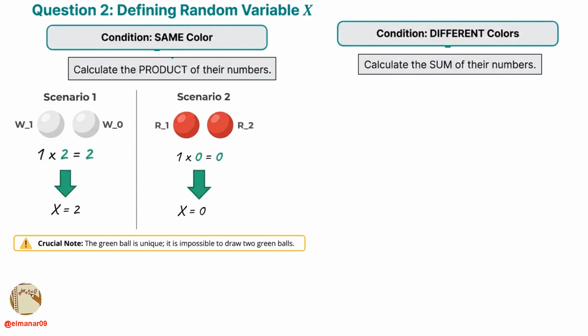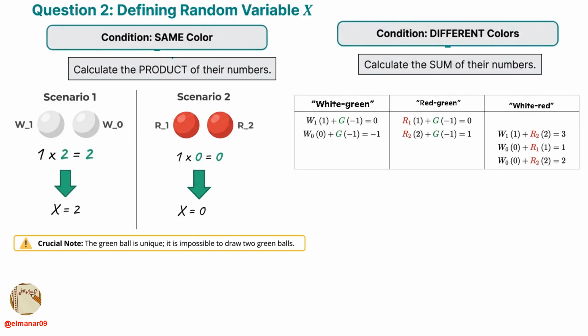Take note of this trick, my dear students. Look at the bottom in yellow. This is crucial. There is only one green ball. Therefore, it is technically impossible to draw two green balls. This scenario doesn't exist. It's pure mathematical logic.